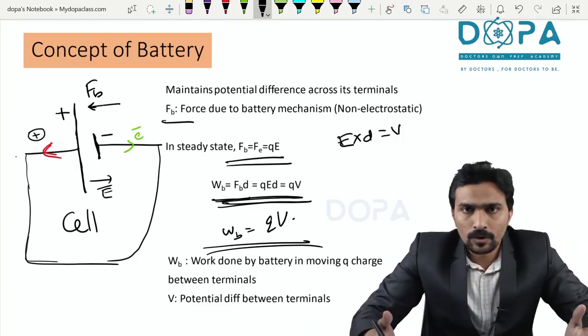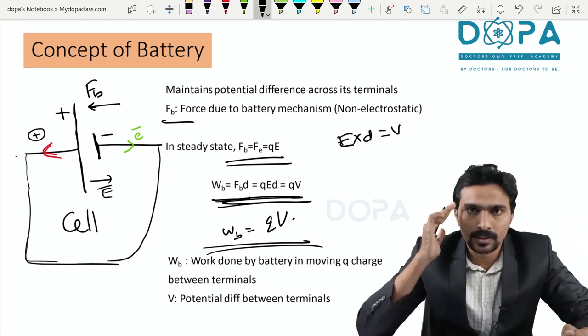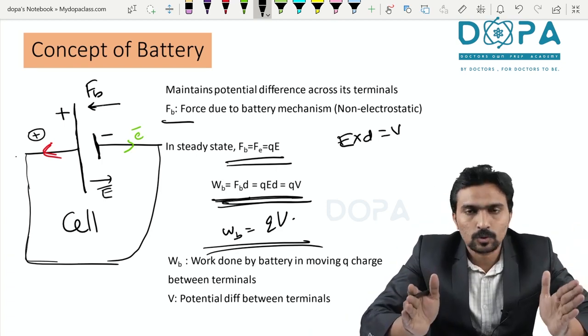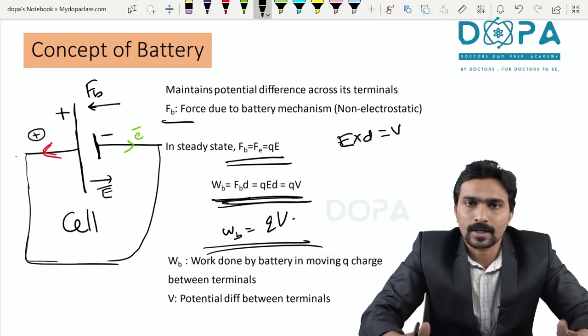Okay, so I hope that was not too complicated. It is very simple to understand. You can just imagine electrons moving between these two plates under the action of battery mechanism.